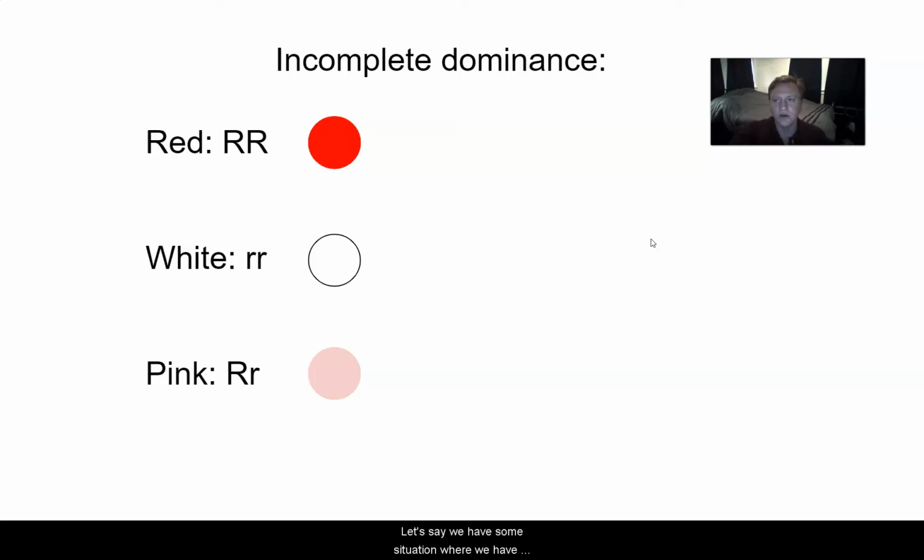So let's say we have some situation where we have incomplete dominance, and these represent flowers. If a plant has a big R allele, its flowers are going to be red. If a plant has a little r allele, if it is homozygous recessive, it is going to have white flowers. If a plant has a big R and a little r, so it is heterozygous, it's going to have these pink flowers.